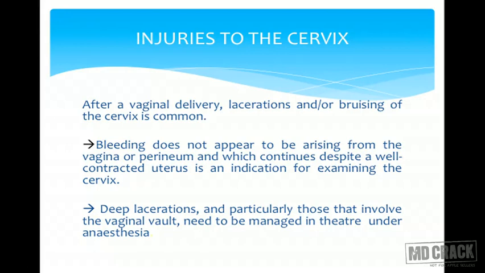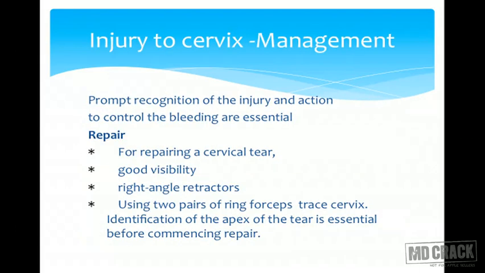There can be injuries to the cervix. After a vaginal delivery, there can be lacerations or bruising to the cervix. The cervix usually doesn't bleed, but still there can be bleeding. Deep lacerations, particularly those that involve the vaginal vault, should be managed in the theatre under anesthesia. For repair of a cervical tear, good visibility, right angle retractors, and ring forceps or sponge holding forceps are to be used.